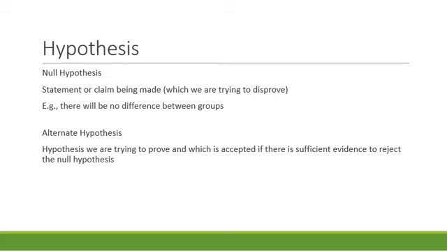So getting back here to the alternate hypothesis. With the alternate hypothesis, we are again trying to prove that. And if it's accepted, that means there's sufficient evidence that we're able to reject the null hypothesis. The null hypothesis is rarely, if ever, presented. And it's a statement or claim being made that we're trying to disprove, that there's no difference between groups.